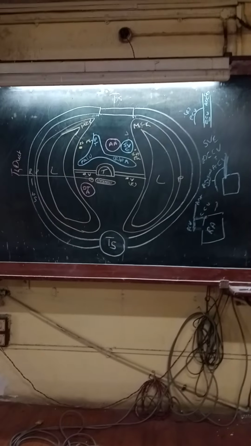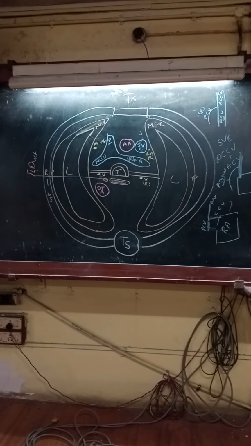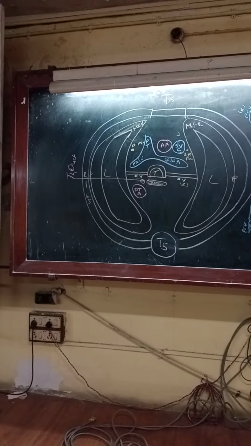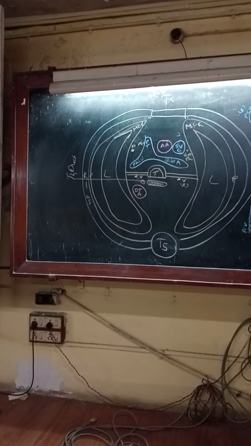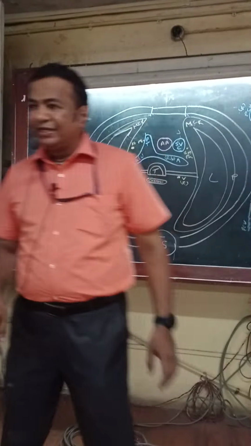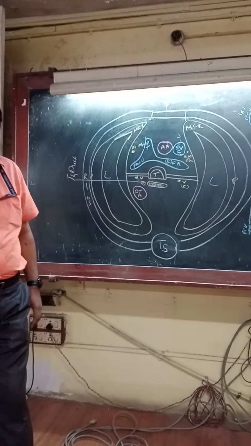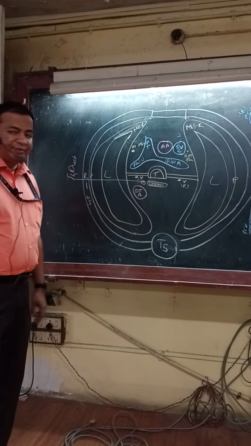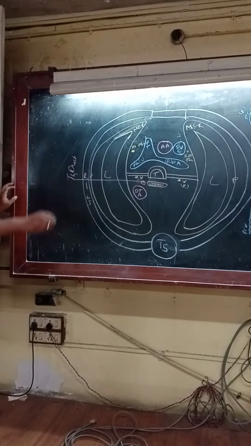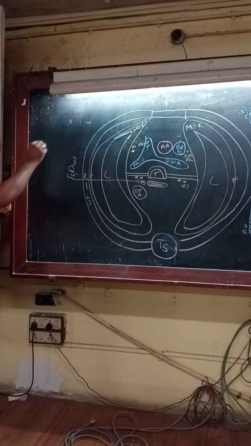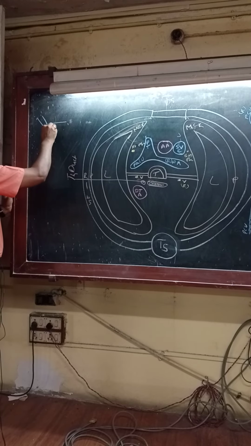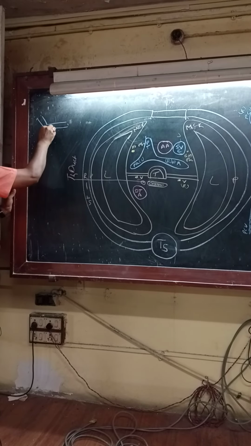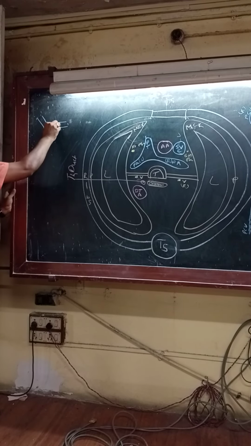Now few statements about SVC. Few statements about SVC. SVC is formed by the union of 2 brachiocephalic veins. 2 brachiocephalic veins.